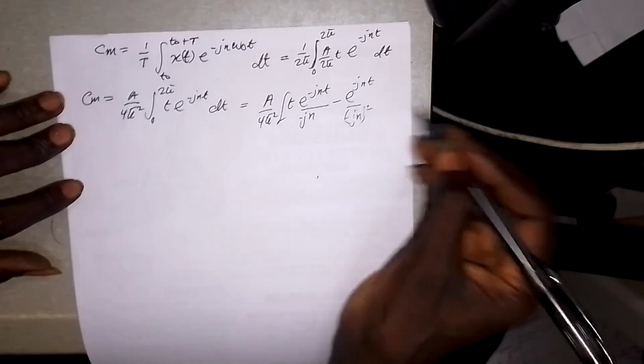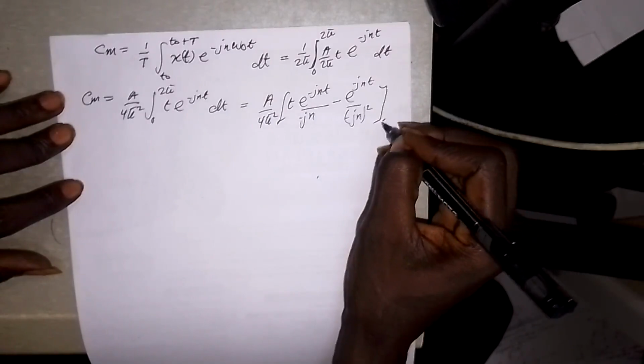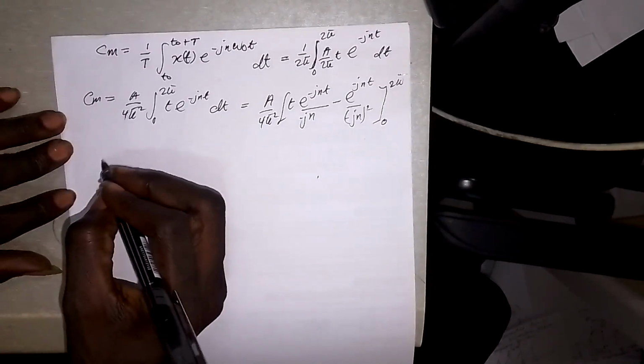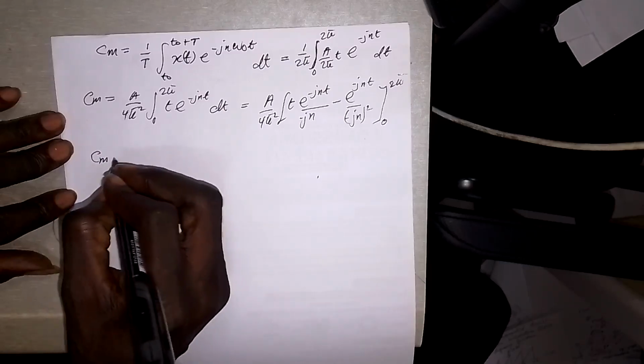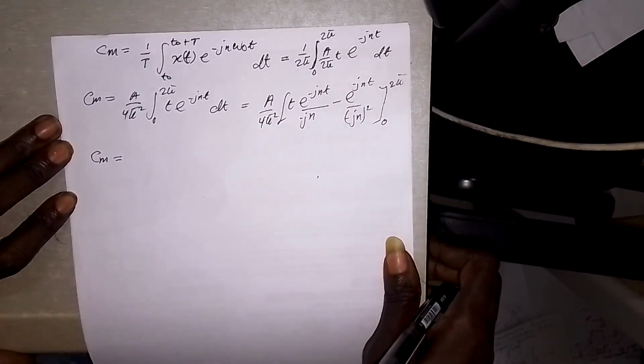So this is what I'm going to have when I use the integration by parts. Now I can close this bracket here, and then I can put in my limits like this, and then move on.